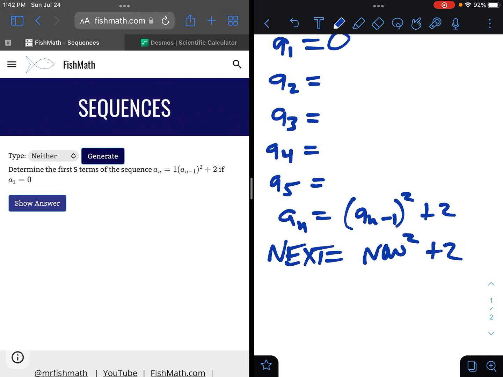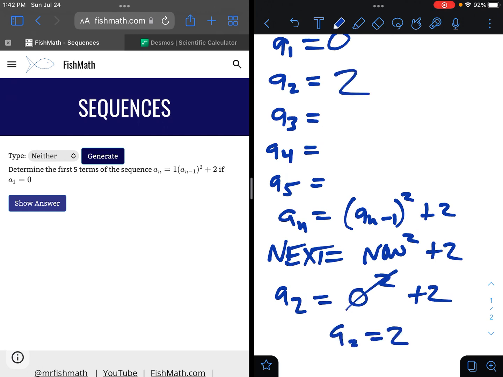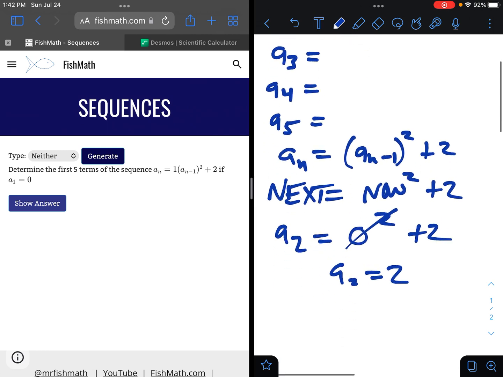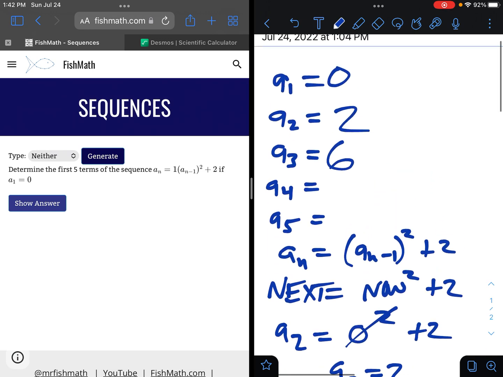So the first term is 0. So A2 would be A1 squared plus 2. So to get the next one, take 0, because A1 is 0. Square it, 0. So A2 is 2. There we go. And there's actually a nice way to do this on the calculator, too. I mean, doing it by hand is not bad. Like to get A3, you would just take 2 squared plus 2, and that's 4 plus 2, which is 6. Okay, so it's not bad to do by yourself, without a calculator.